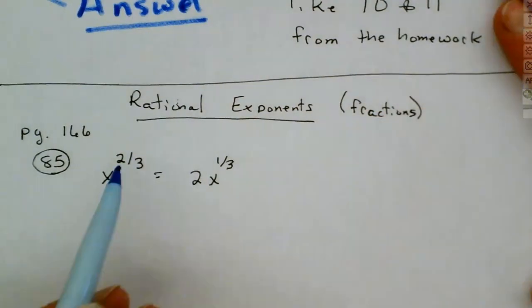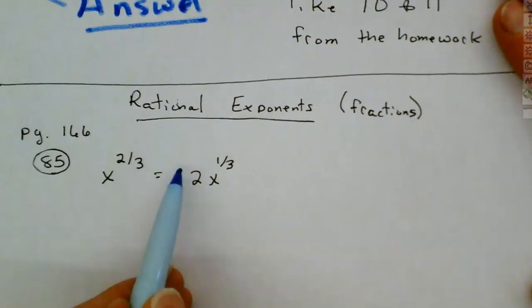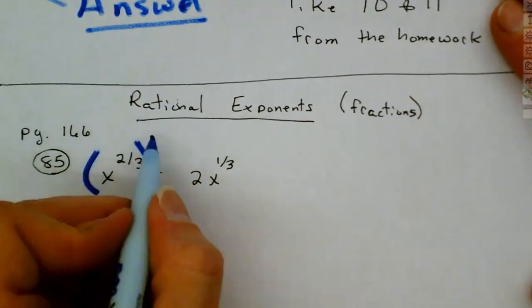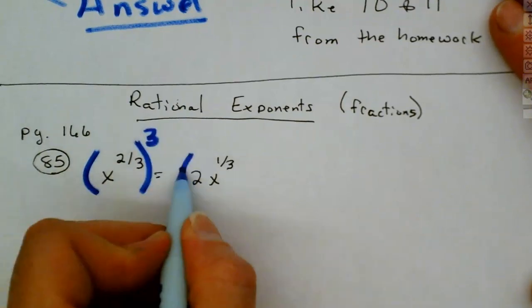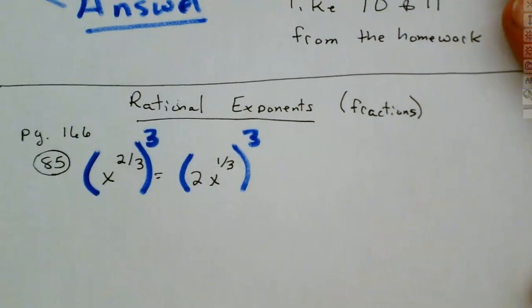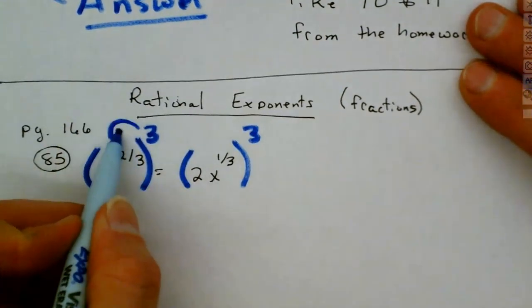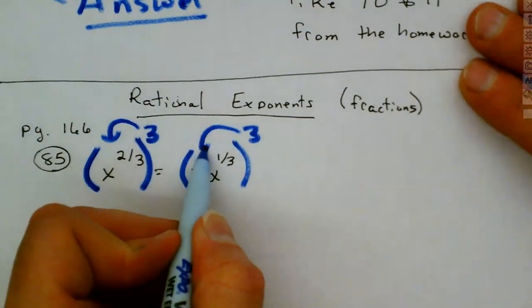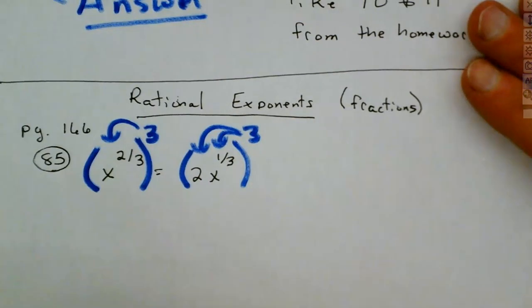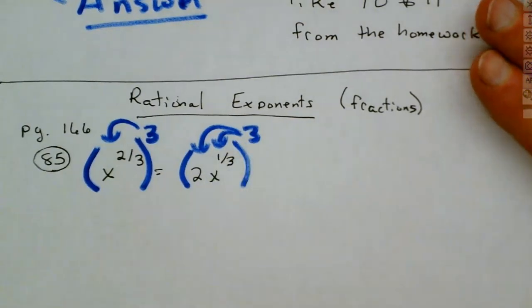When I look at my fractions here, what do we have for the denominators? 3's. So we're going to have to cube both sides. It's a power, so we have to take it to the 3rd power on both sides. Okay, that's going to clear out my fractions there. Now, when I distribute through, we've got to make sure that we cube everything. Not just the exponent here. The 2 has to be cubed as well.